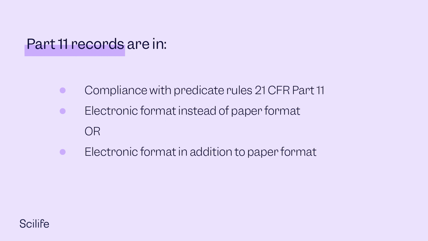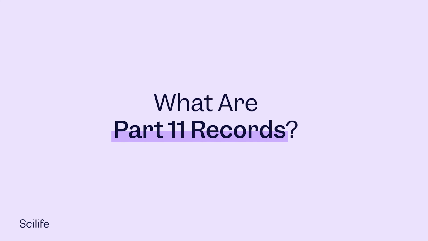In summary, as mentioned in the previous course, any information that is generated and stored within an electronic system is a Part 11 record. In addition, Part 11 records include those that are maintained in electronic format instead of paper format, and records that are maintained in electronic format in addition to paper format.